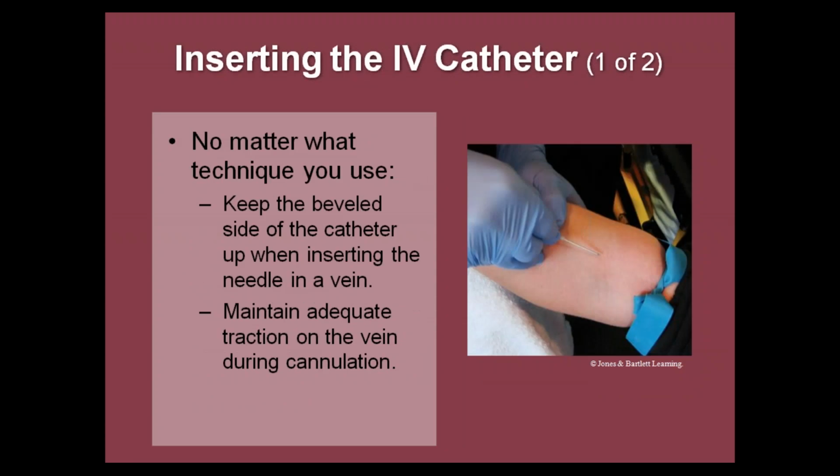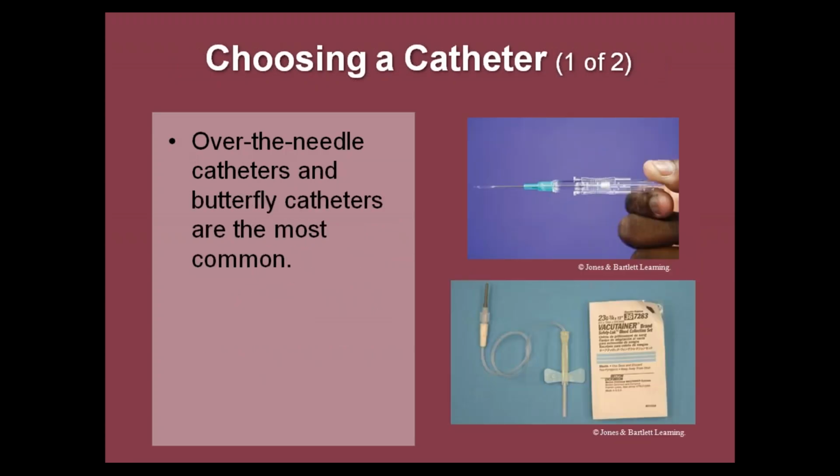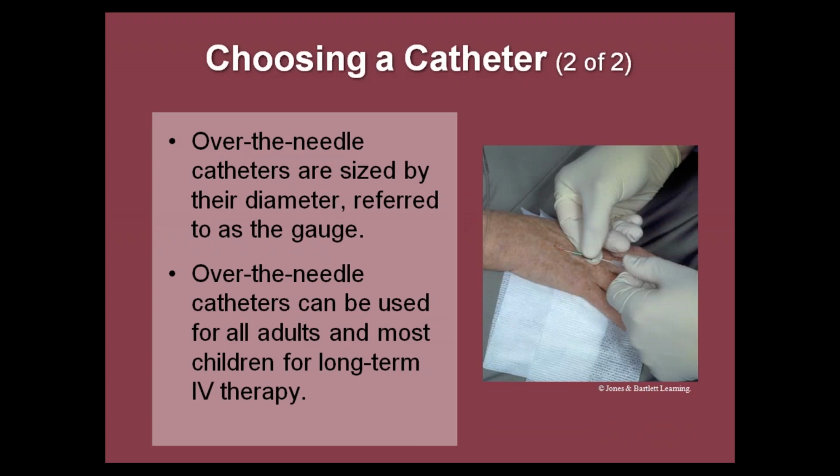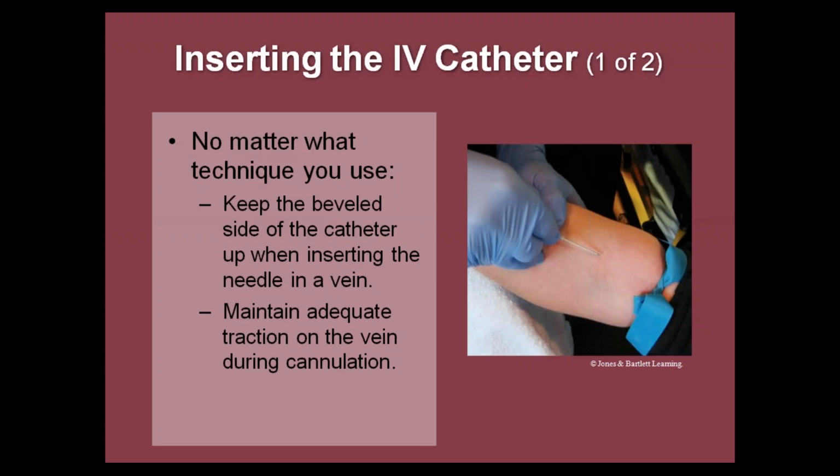No matter what technique you use, keep the bevel side of the catheter up when inserting the needle in the vein. So again, with the catheters that we have, it's just a needle within that plastic. Once you gain access, you just pull the metal out, right? Whereas on some of these other ones, like this one here on the top, there is a button that will retract that needle and spring it back, which is a safety feature. But this catheter can be pulled off. The needle can be pulled out just the same as the ones that we use without actually hitting the button. So if you don't know how to retract it, just remove it the normal way that we use them now.